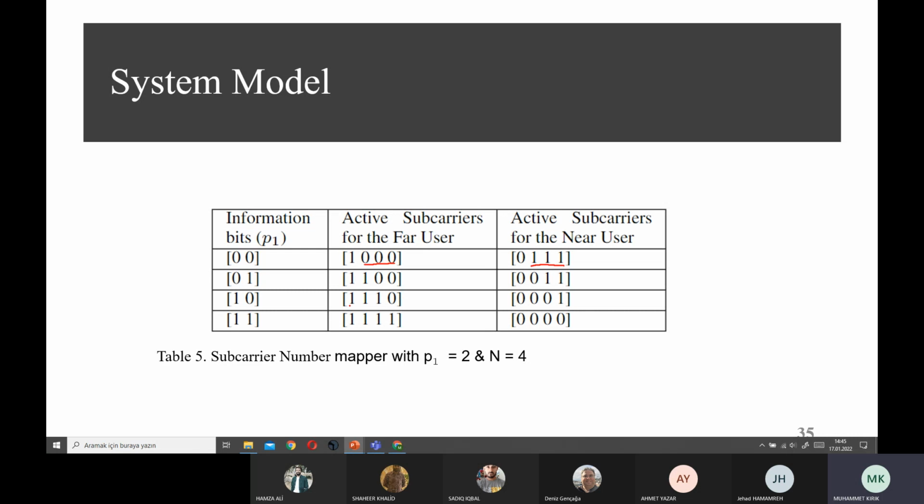And for 1, 0, we are activating 3 subcarriers, and the remaining one is activated for the near user's transmission. And again, for the 1, 1, we are activating all of the subcarriers in our subblock, and none of the subcarriers is used for the near user, so we don't serve the near user in this case.